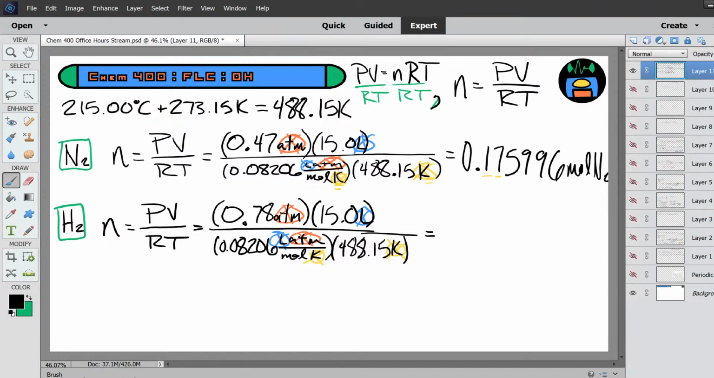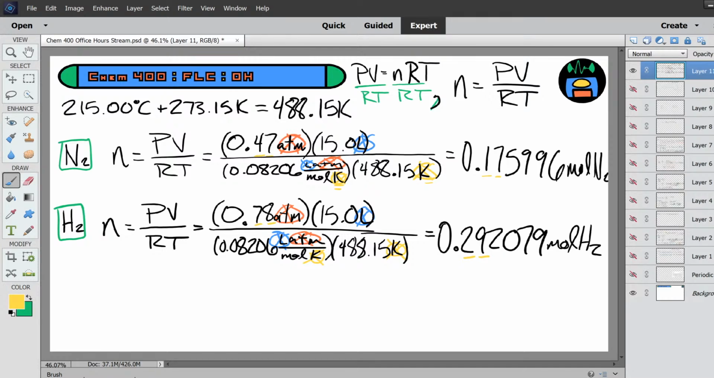And we have 0.78 times 15.0 divided by 0.08206 times 488.15. Whoa, I just did times. That should be divided by. Here, hang on, while I re-crunch my numbers. All right, so this comes out to be 0.292079 moles of hydrogen. And again, I can only keep 2 sig figs because the number I multiplied with the fewest only had 2.